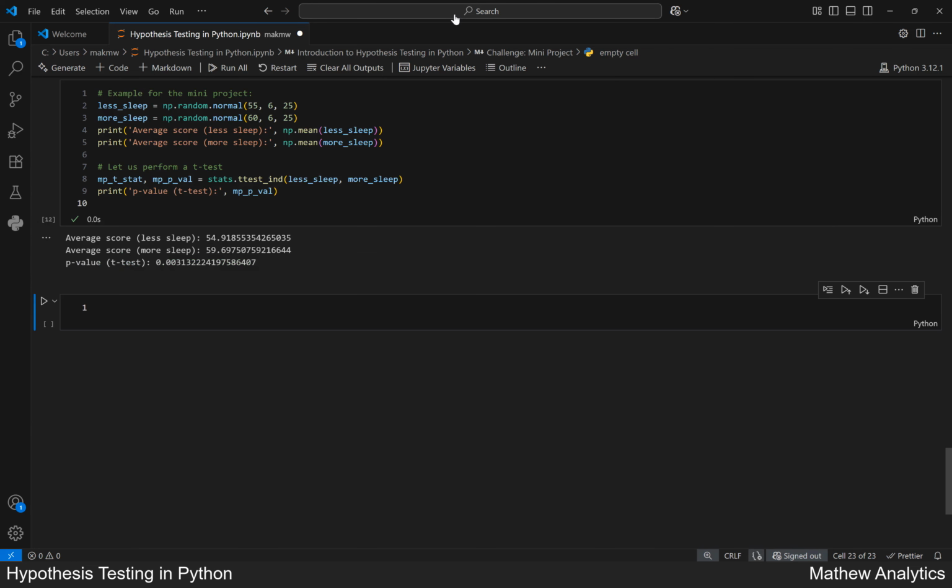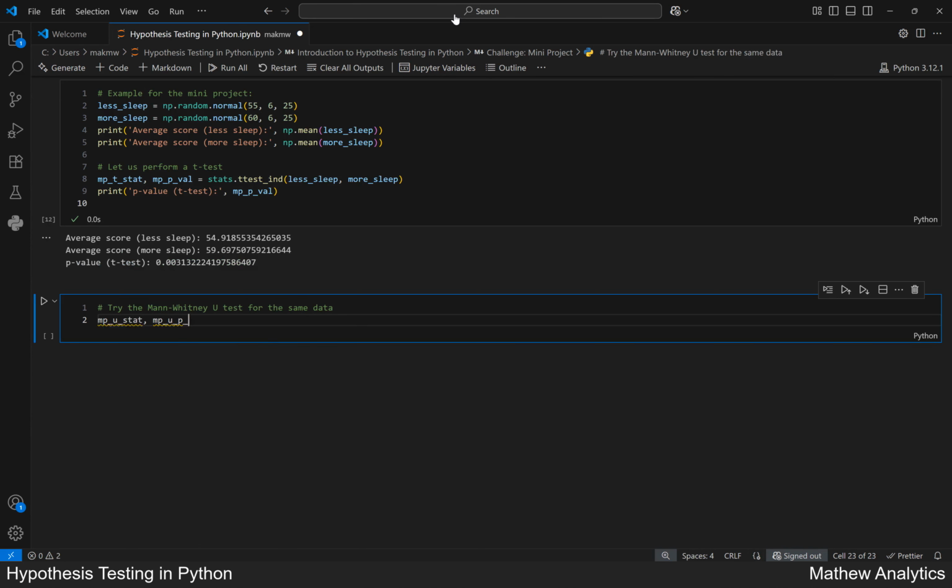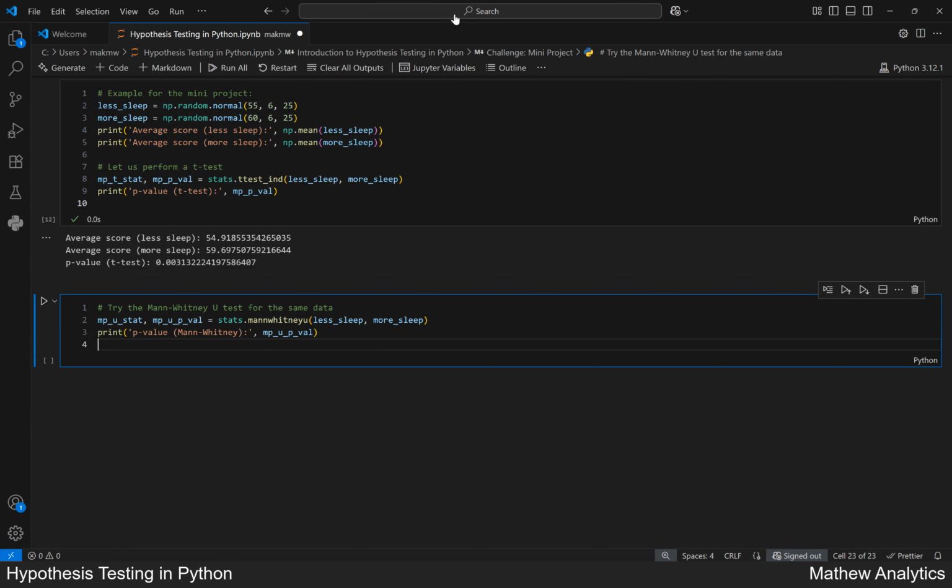Let us use the Mann-Whitney test to double-check the results. We use the Mann-Whitney test on the same two groups. This is a safer choice if the scores are not very normal. We print the resulting p-value. Running the cell now. Did the Mann-Whitney p-value tell you something different from the t-test?